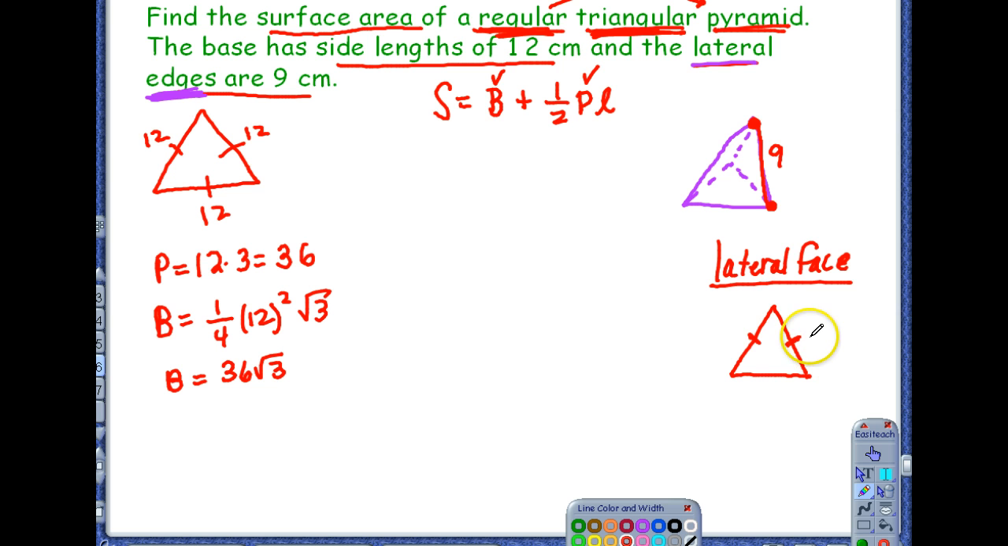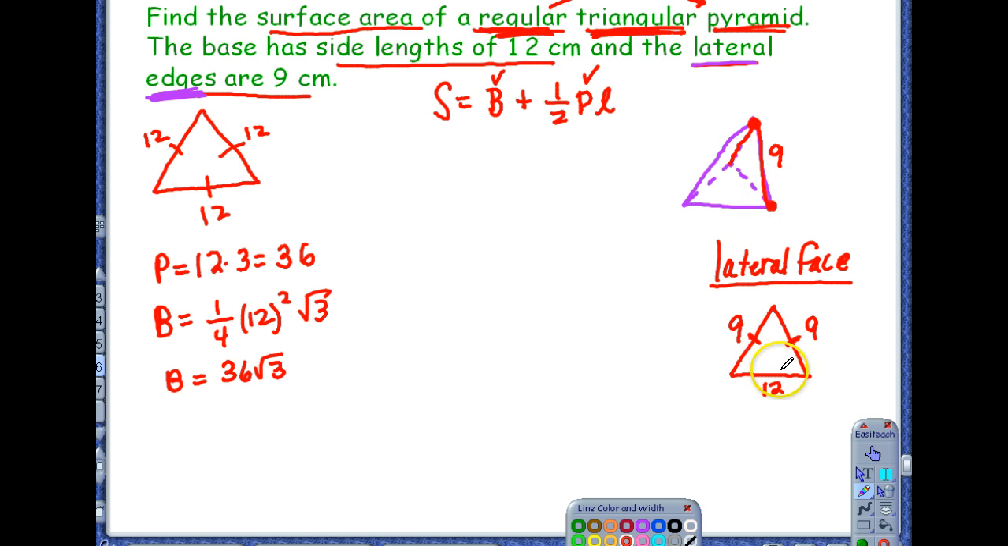Kind of going back to this. So what are the congruent legs in a lateral face? It's the lateral edges. So these are both 9. Now, what would this be considered? That's a base edge. Do we know the base edge? It's 12. That's what they told us. So again, these are your lateral edges. This is your base edge. All lateral faces are made up of the lateral edges, which are the congruent sides, and then the base edge.